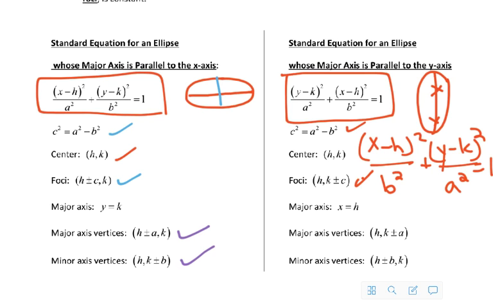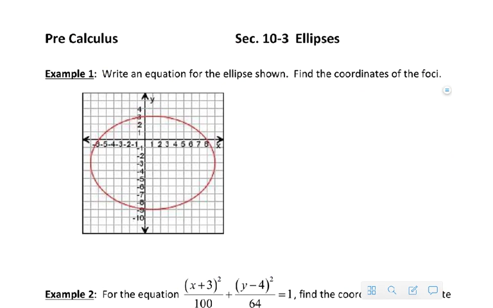But the major vertices are going to be what you get when you add and subtract a from k. And the minor axis vertices are going to be what you get when you add and subtract b from h. None of these formulas mean anything until we actually see them in action. So let's try some examples. In example 1, let's write an equation for the ellipse shown and find the coordinates of the foci.